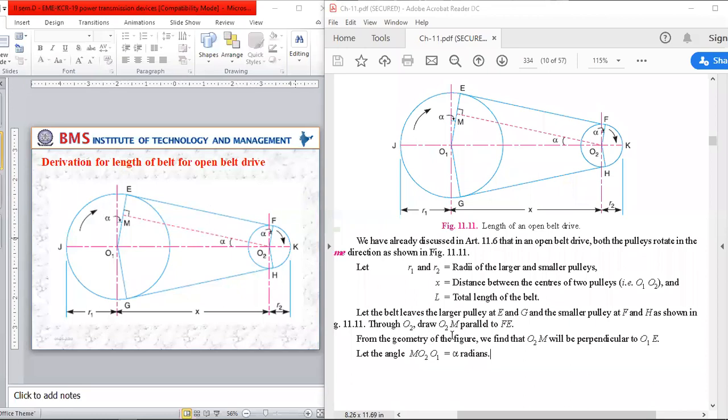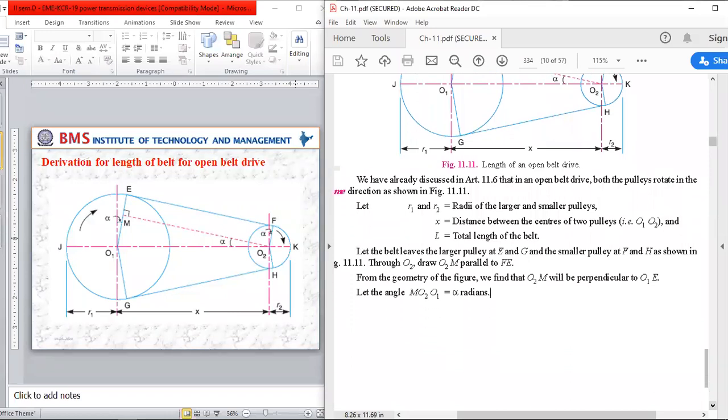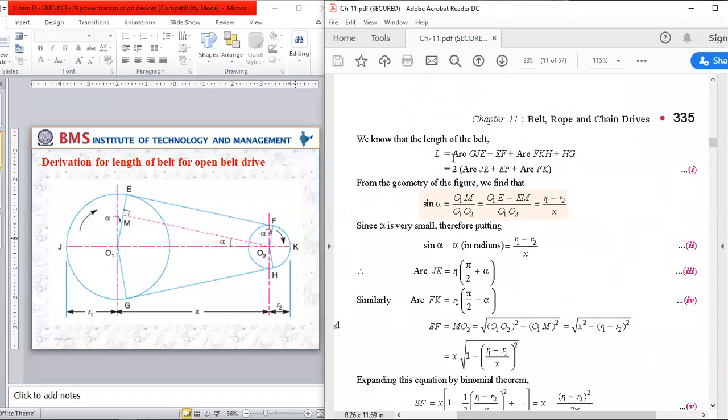Looking at the equation, the total length of the belt is the arc length of GJE plus EF plus the arc length of FKH plus GH. We know that EF is equal to GH, so I can write twice EF. The arc GJE can be written as twice the arc GO1J and JO1E.